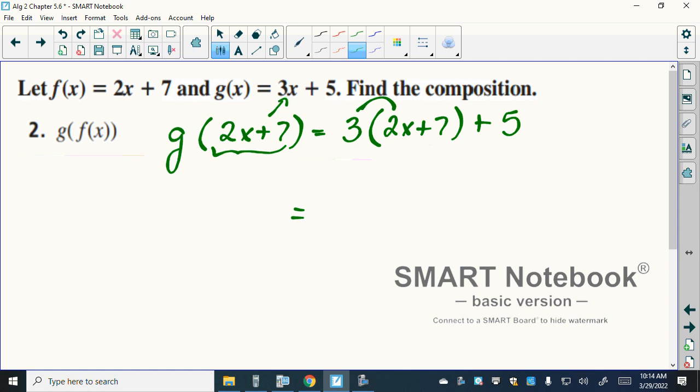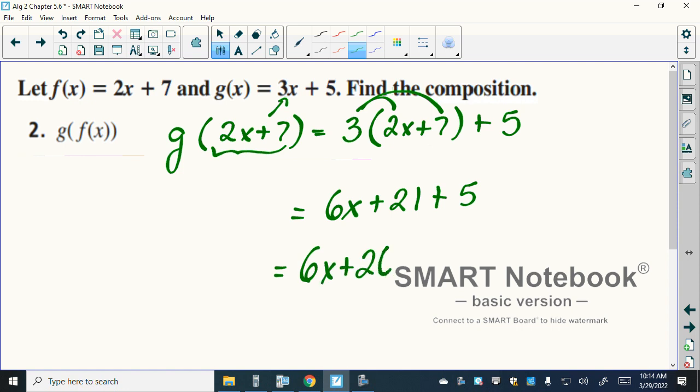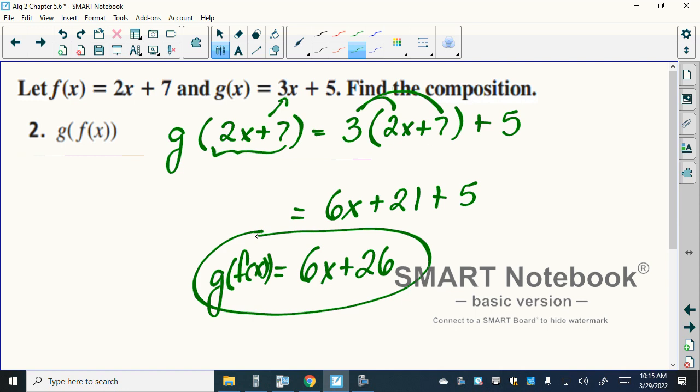Well, we need to distribute the 3. 3 times our 2x's plus 21 plus 5, which tells us that we have 6x plus 26. Nope, that's it, because we've got it already distributed. Yeah, it's already as simplified as it gets.